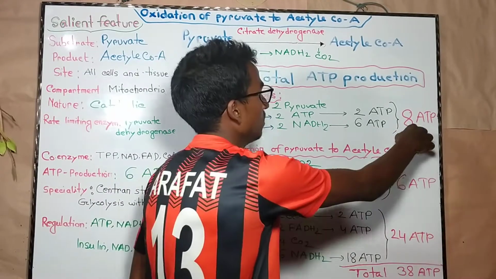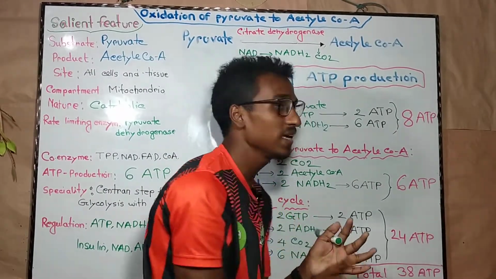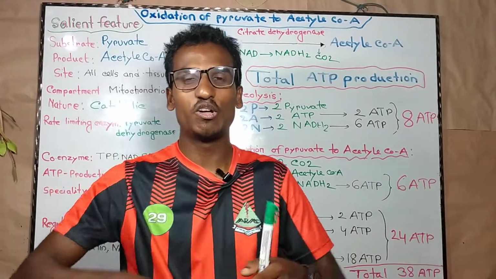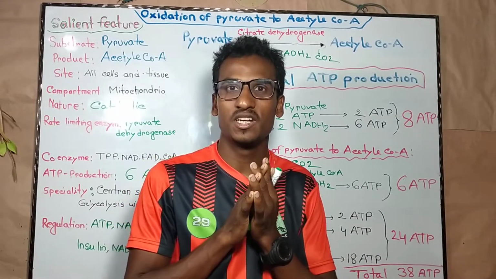Now count the total ATP production in the aerobic state. 8 plus 6 plus 24 equals 38. So this is the whole ATP production in the aerobic state.